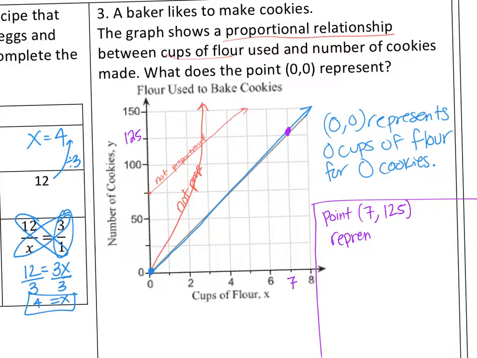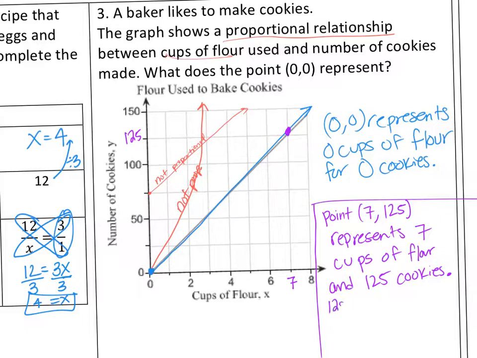So the point 7, 125 represents, here we go, I'm a mess, there's the eraser. The 7 represents 7 cups of flour and 125 cookies. If we were to divide the ratio, which would be 125 over 7, that would tell us the unit rate.